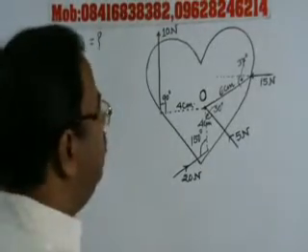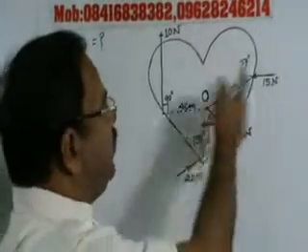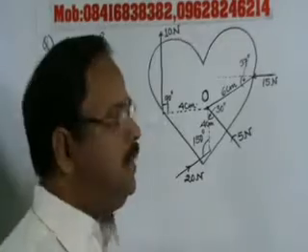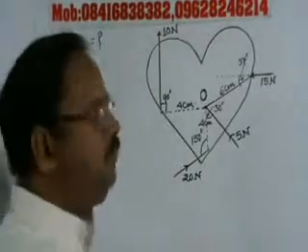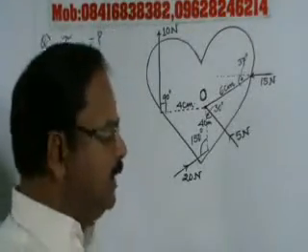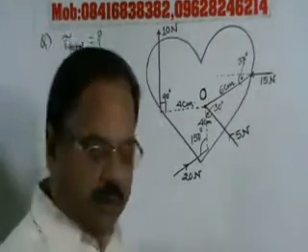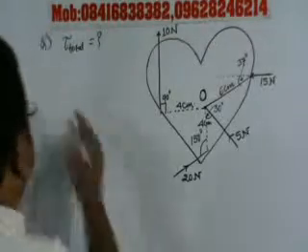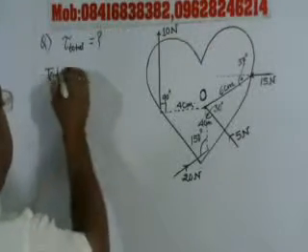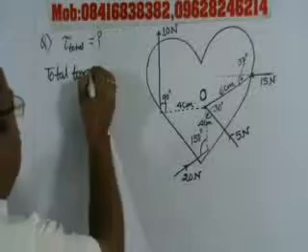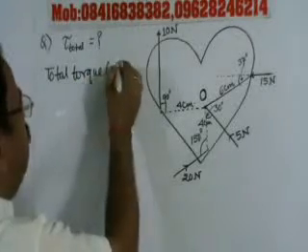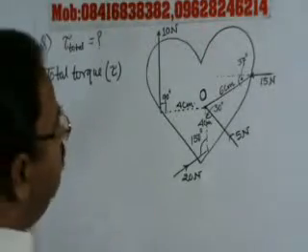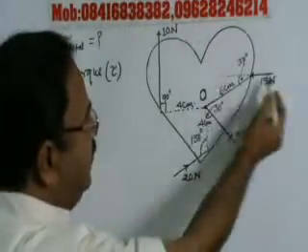So let us assume that torque which rotates in anti-clockwise direction will be positive, and the one which rotates in clockwise direction is negative. So let us calculate this torque. Now the total torque tau will be equal to how much? First of all, let us talk about the 50 Newton force.